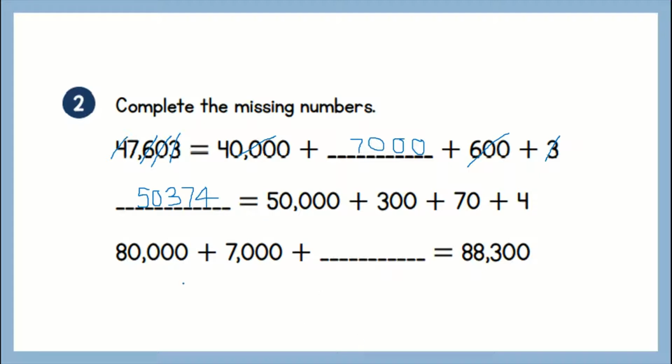Next question. 80,000, so that would be 8 in the 10,000 column. We can cross that out. Now we've got 7,000, so that would be 7 in the 1000s column. So here we have 8. So if we take away 7, we get 1. So we have 1 left in the thousands column and 3 in the hundreds column. So our answer would be 1,300.